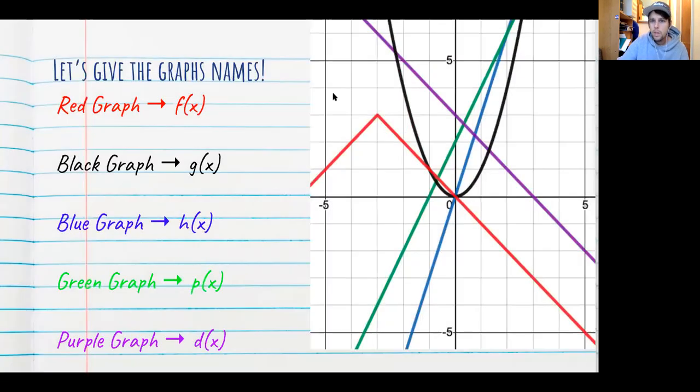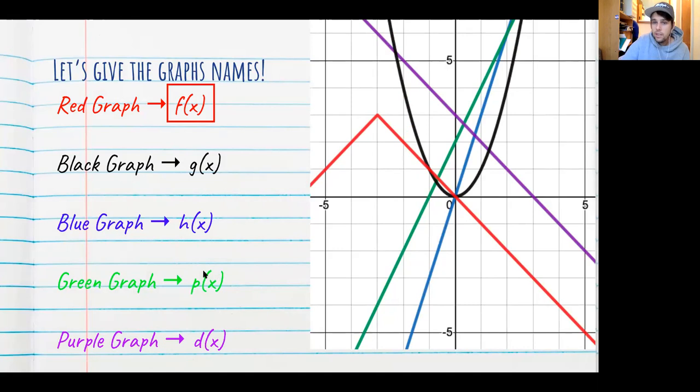And we give them names. And we name them just with a single letter. So this is function notation. It says a function of x. F is our function of x. G is our function of x. H is our function of x. P is our function of x. And D is our function of x. So we give them these letter names, F, G, H, P, and D.